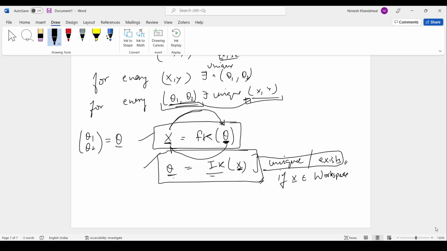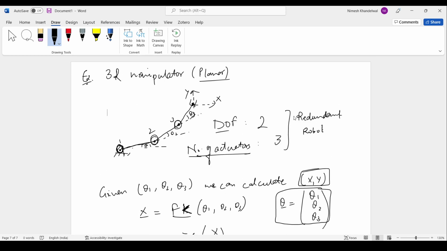But when you talk about a 3R robot, a 3R robot has 2 degrees of freedom, because again the end effector moves in a plane. It's a planar 3R robot, so the end effector moves in a plane, in our case the XY plane. But it still has three independent actuators. So from what we discussed earlier, this is what we call a redundant robot.